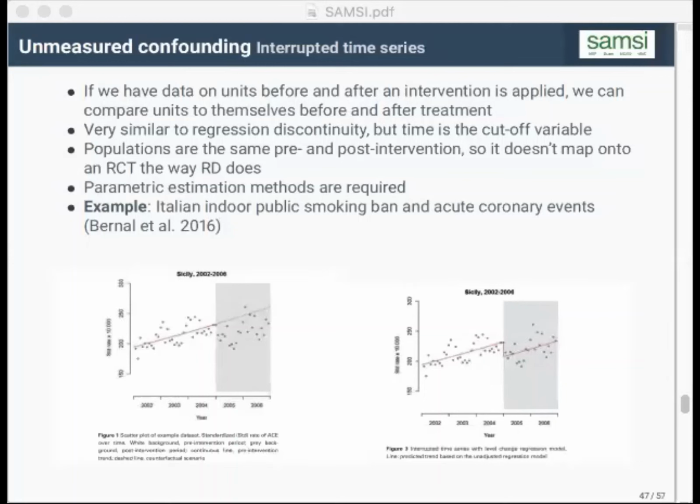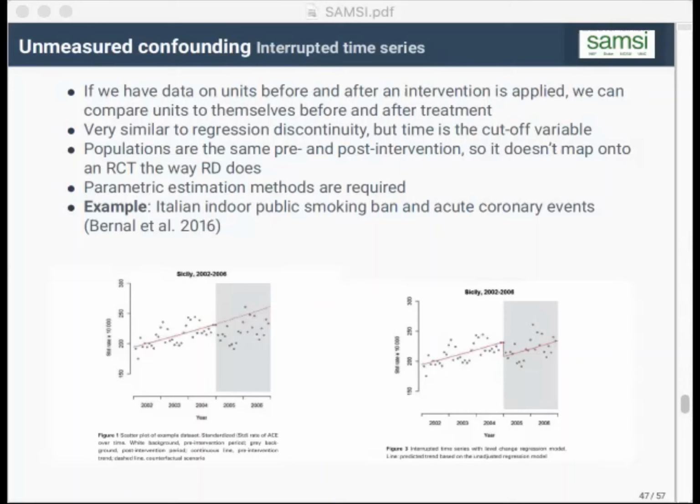An interrupted time series analysis is really similar to regression discontinuity, where the cutoff is in time. So if we have data on units before and after an intervention is suddenly applied at a point in time, we can compare those units to themselves before and after treatment. Because the populations are the same pre and post intervention, this doesn't map onto a randomized experiment in quite the same way that regression discontinuity does. But the idea is otherwise very, very similar.